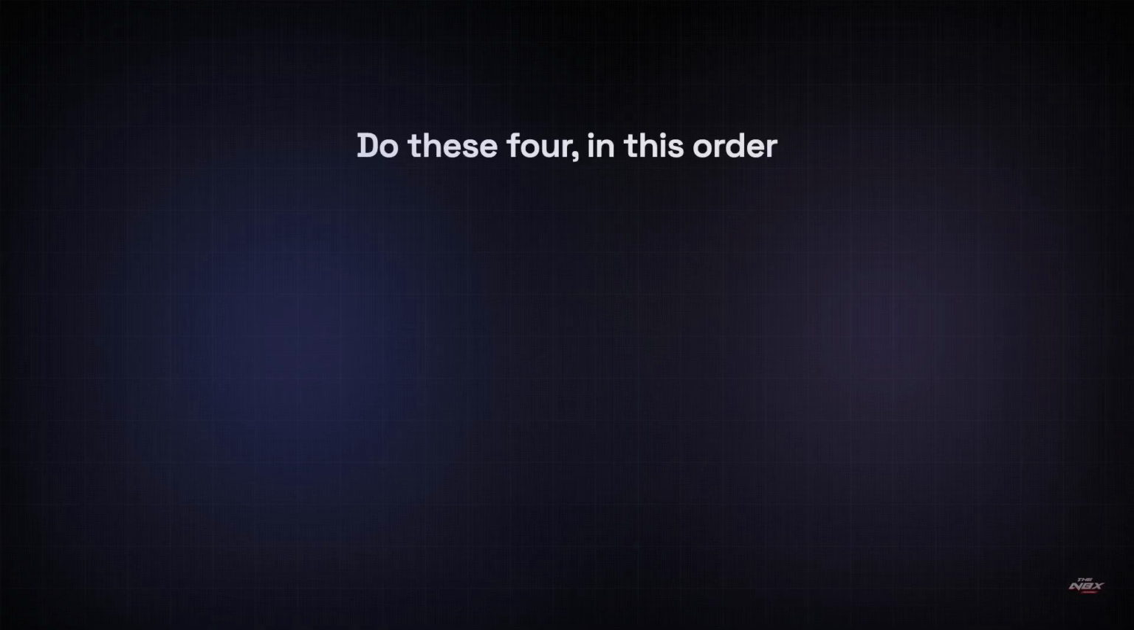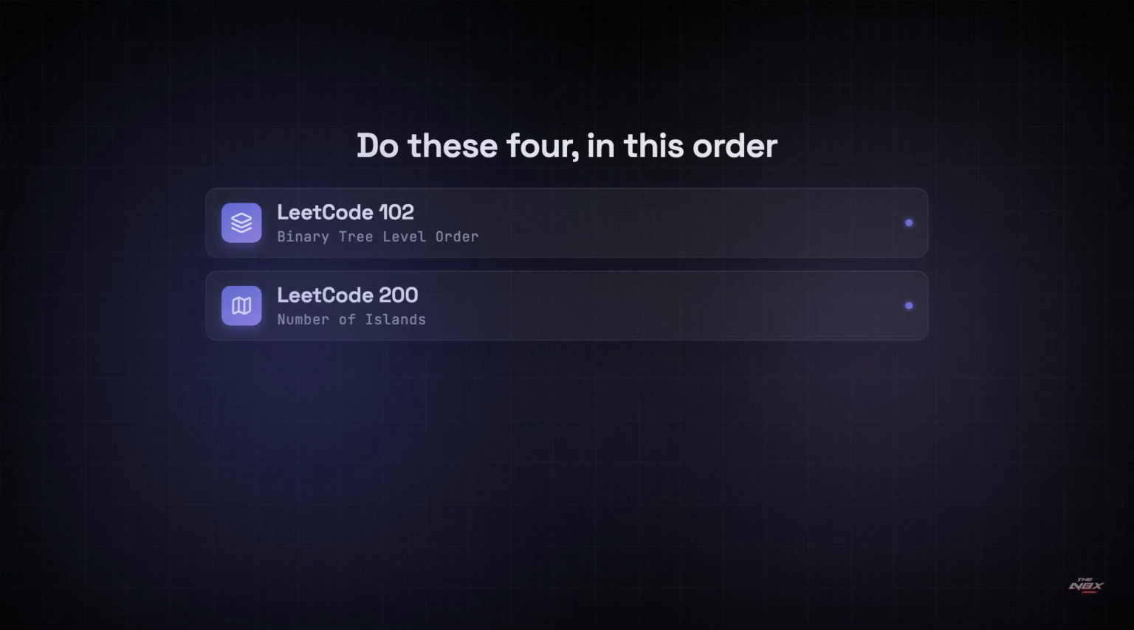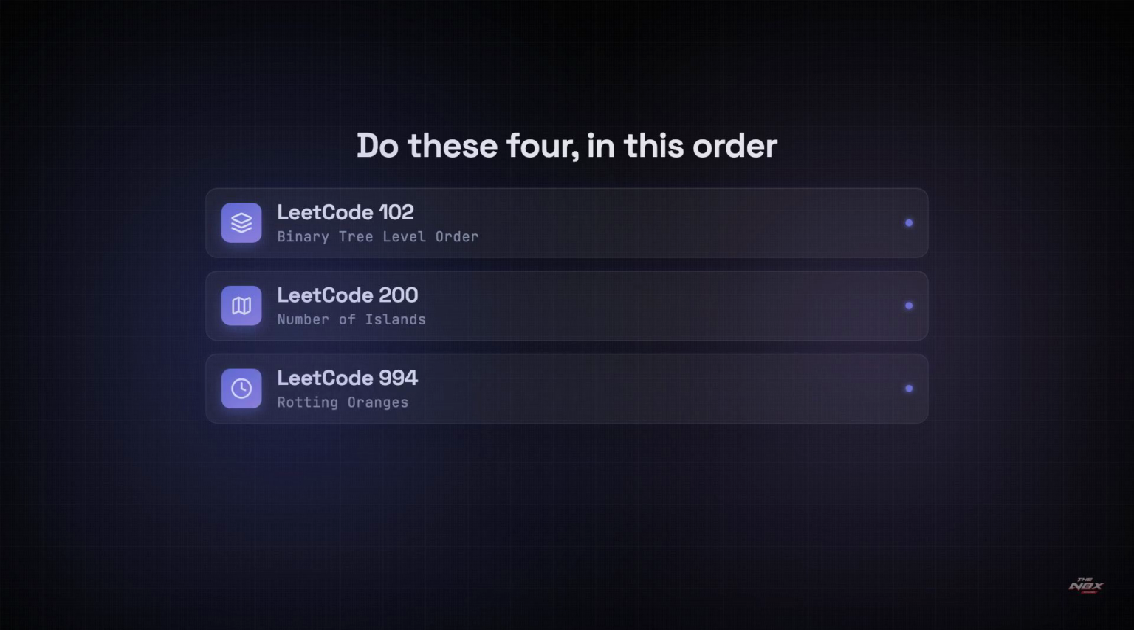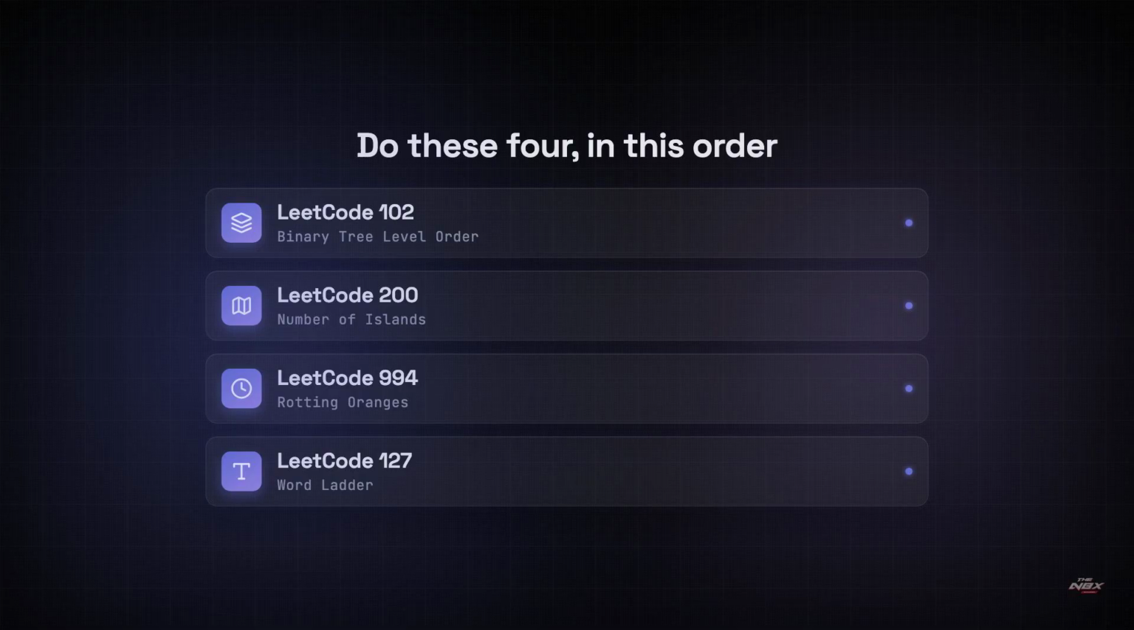Four to go and do. Binary tree level order is BFS with the rings made visible. Number of islands is BFS on a grid rather than a graph. Rotting oranges is the one where the rings are literally time passing. And word ladder is the hard one, where the graph isn't given to you and you have to build it.